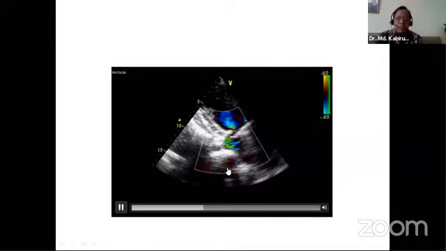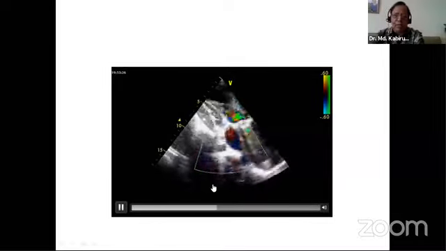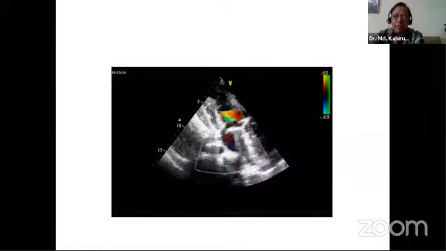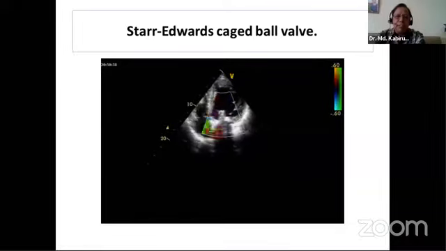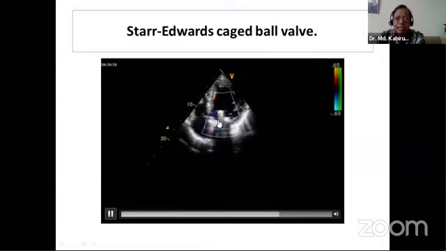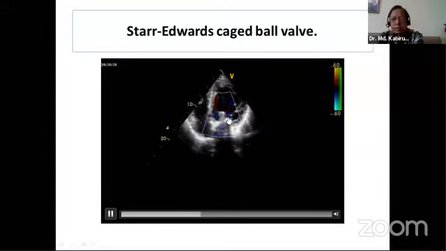Sorry, I was interrupted. So this is the same patient with the paravalvular regurgitation, the dehiscence of the valve. This is another picture, the Starr-Edwards caged ball valve. We can see this is normally functioning. The color flow is flowing around the valve. You can hardly see the movement of the valve, and there is some aliasing of the color flow because all the prosthetic valves are stenotic.